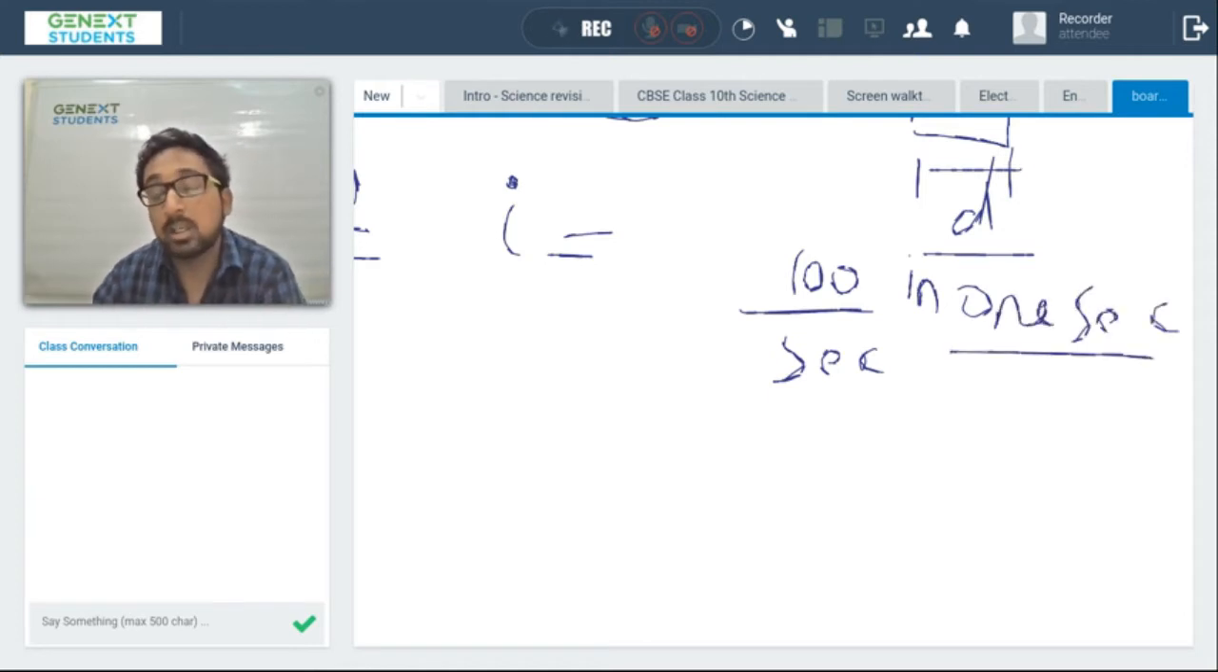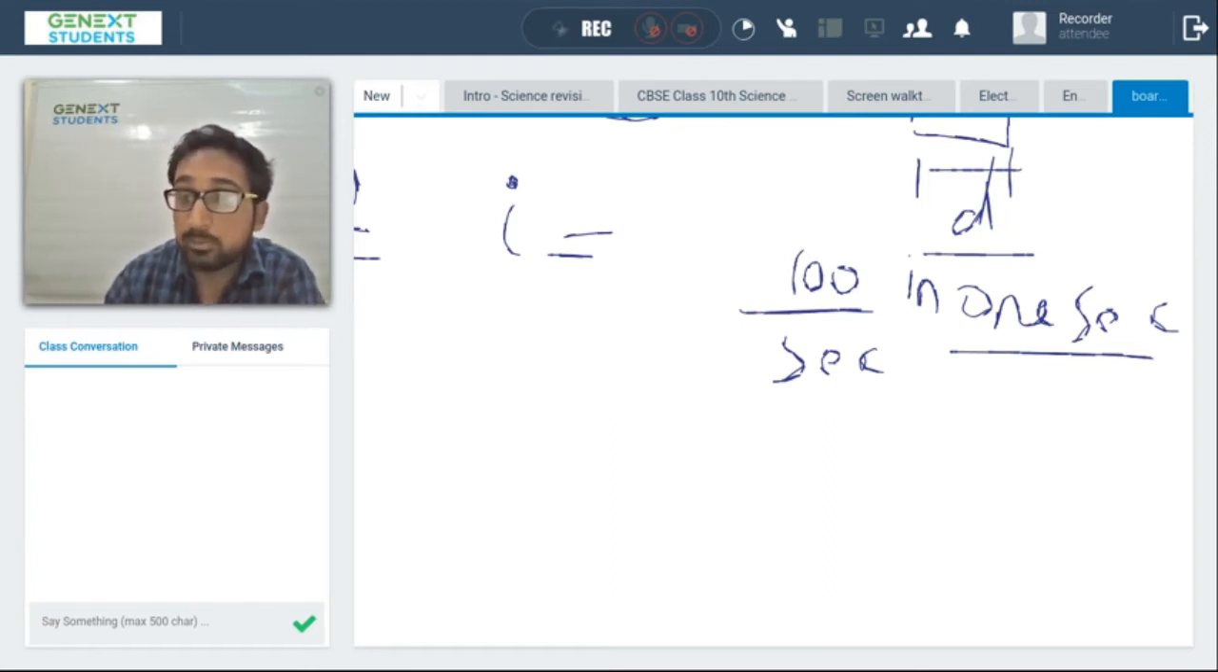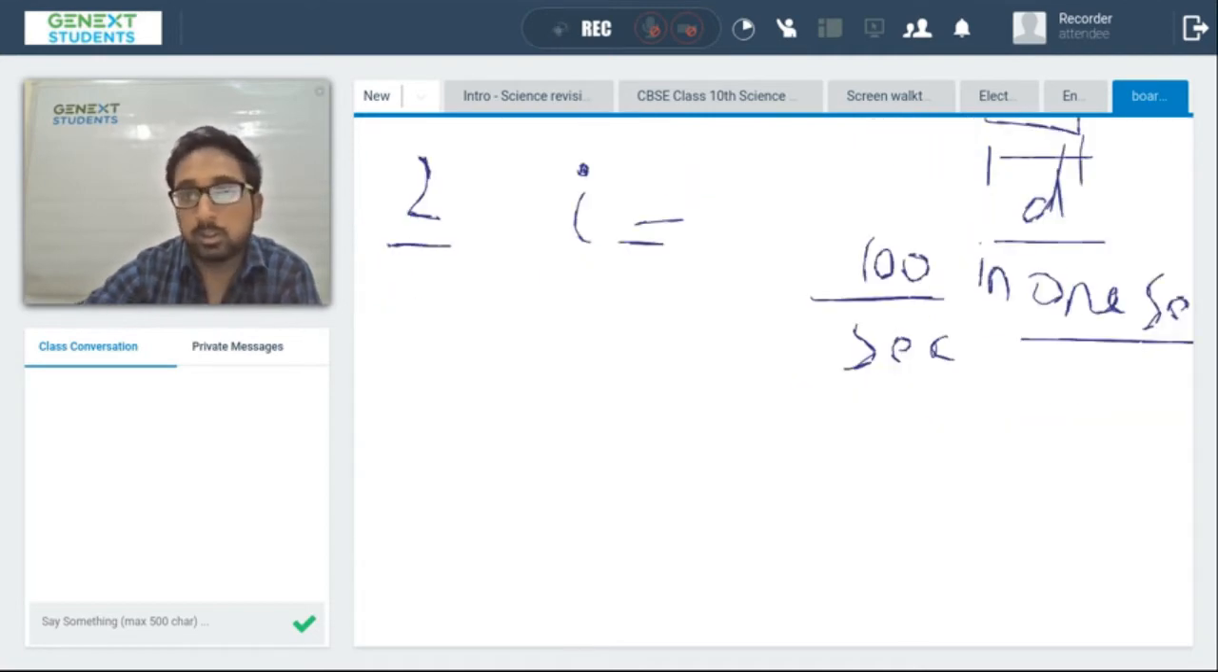Right? That is known as the rate of flow of charge. The amount of charge that is flowing through this distance within a second is known as the rate of flow of charge. That is known as current, right? So what exactly is current? The rate of flow of charge.